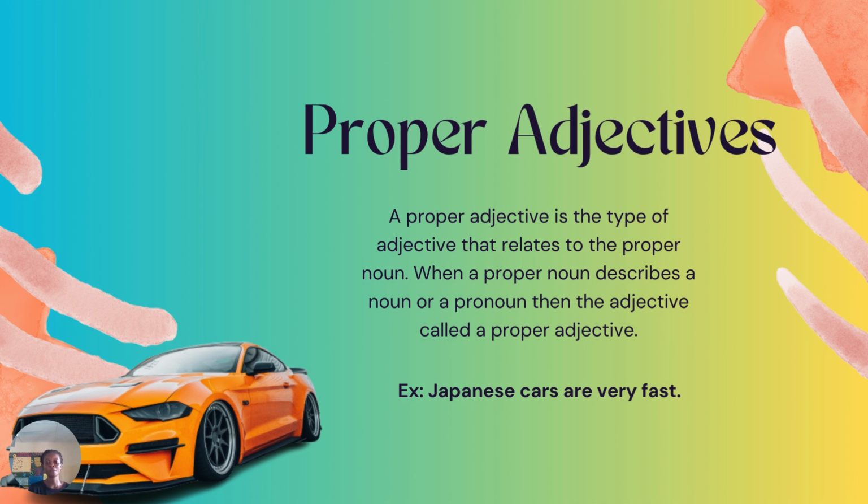We also have the proper adjective. Now, a proper adjective is a type of adjective that relates to the proper noun. This type of adjective relates to the what? The proper noun. Example: Japanese cars are very fast. The proper noun is Japanese, telling us more about the noun, cars, using words like fast and so on.